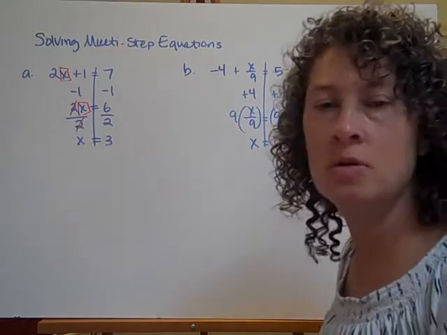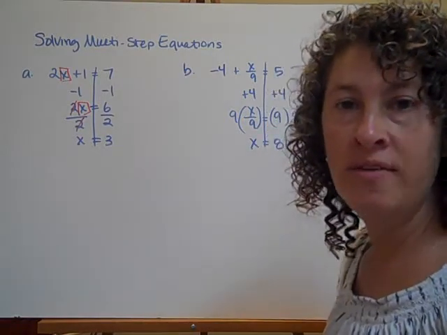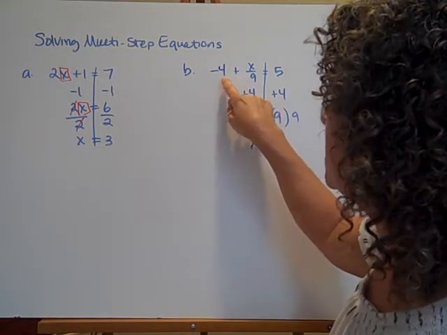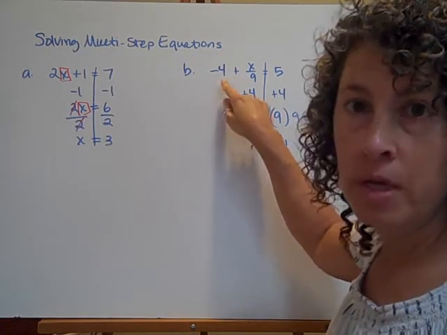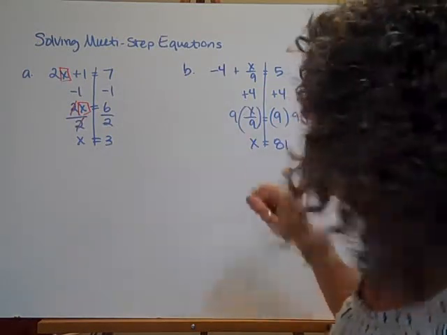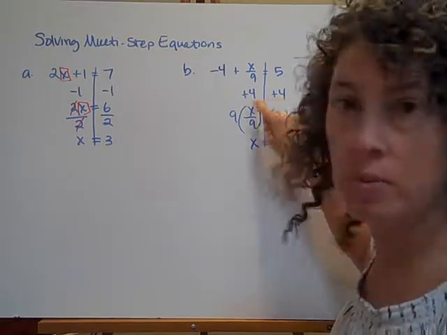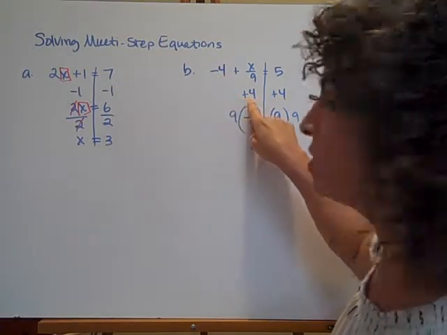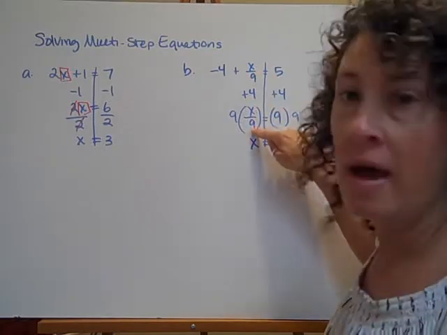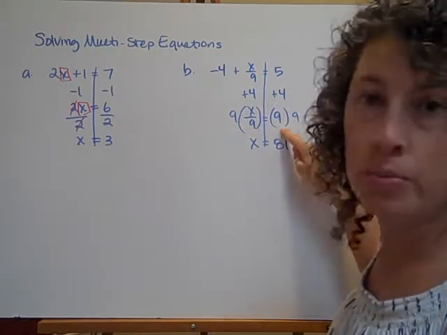All right, so now I'm going to deal with my adding and subtracting first. I'm going to get rid of those first. So here I am adding a negative 4. So to get rid of adding a negative 4, I'm going to have to add a positive 4. So I'm going to add a positive 4 to both sides, because this negative 4 and this positive 4 will now cancel each other out. That leaves me with x over 9 on the left, and on the right side I have just plain old 9.